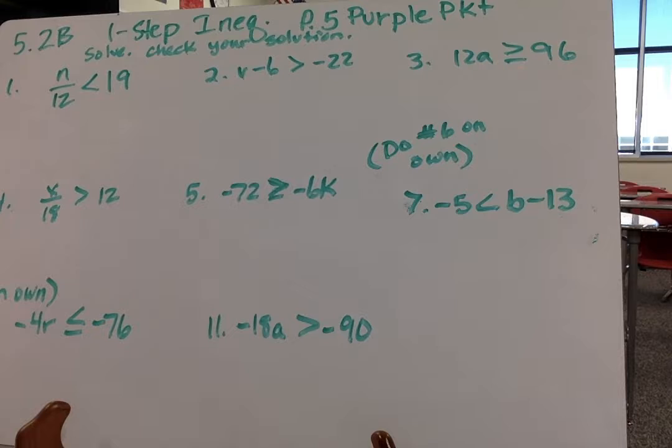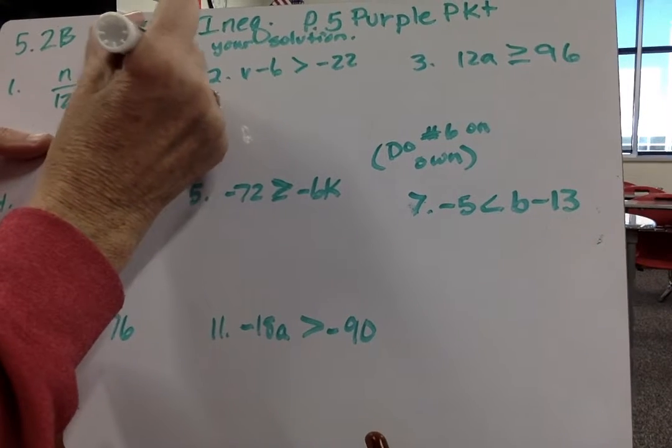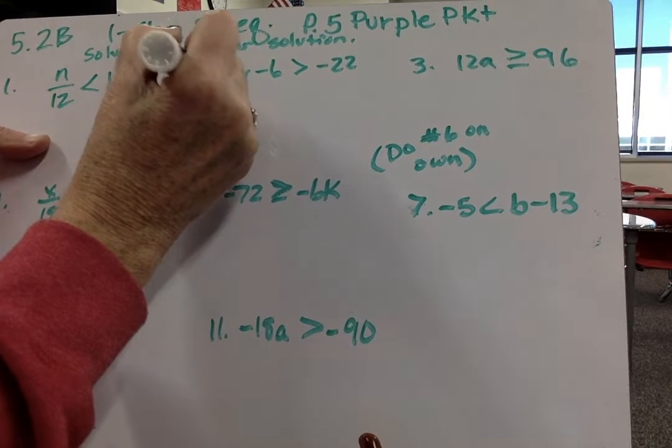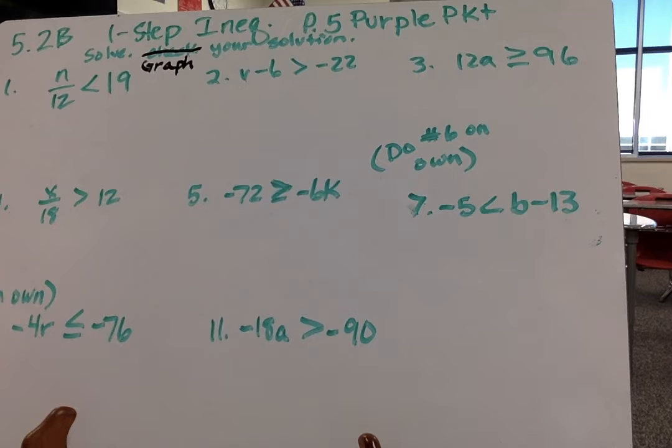Now it says solve and then check your solution. I'm going to scratch out check, so you need to scratch out check and put graph. So I want your solution graphed on a number line, okay? We're going to start with number 1.